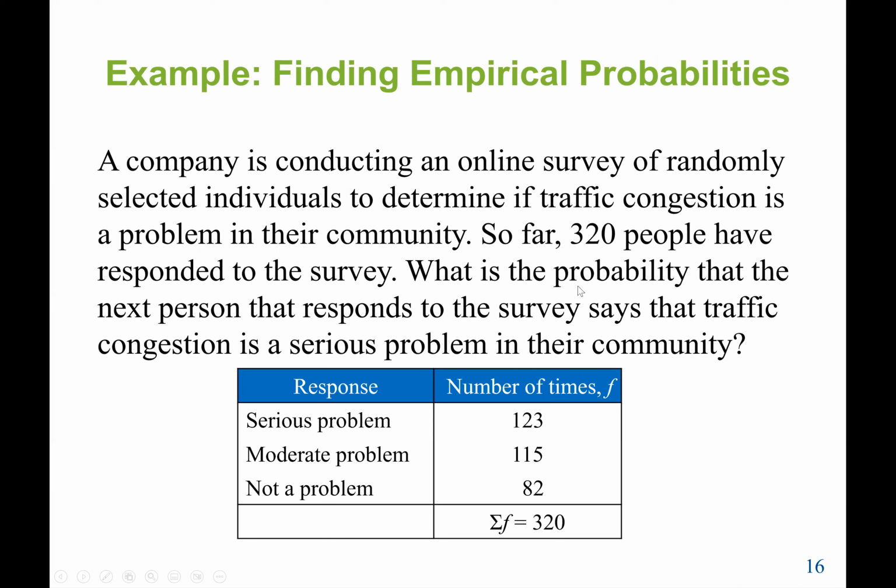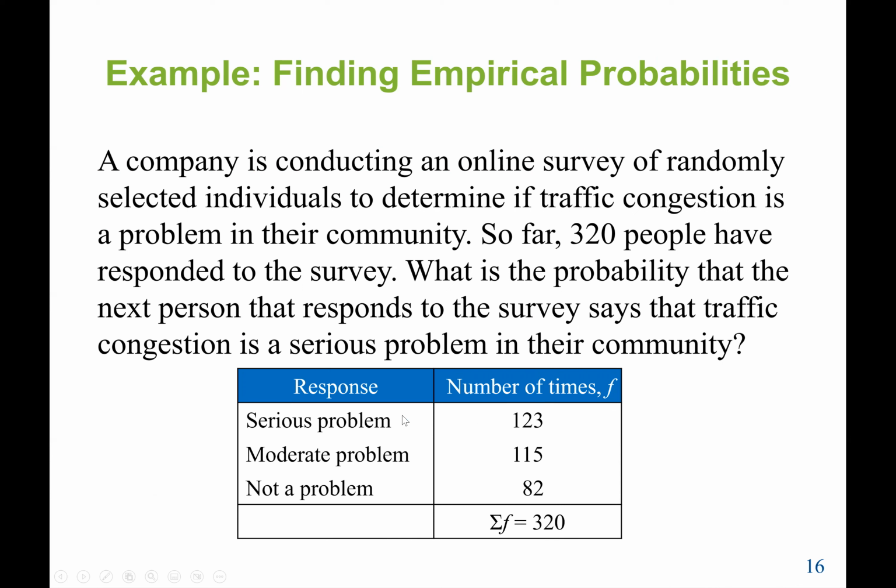So here the question is, what's the probability that the next person that responds to the survey says that traffic congestion is a serious problem in their community? This is our result here that we know already. Out of the 320, a serious problem is 123, a moderate problem is 115, not a problem is 82. Our question asks, what is the probability that the next person says that traffic congestion is a serious problem? So it will be 123 divided by 320, because 123 said it's a serious problem.